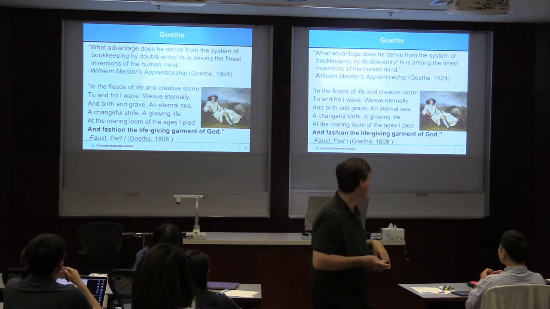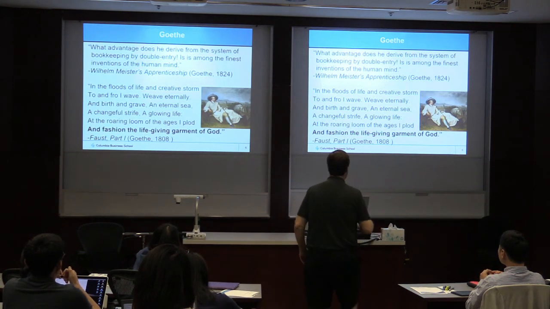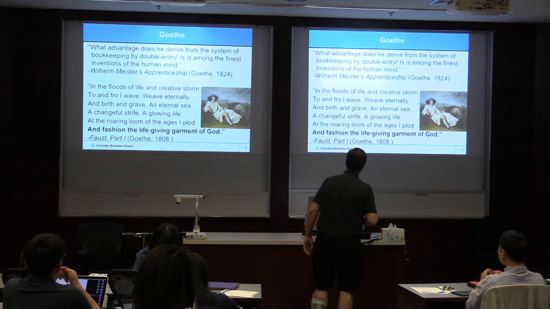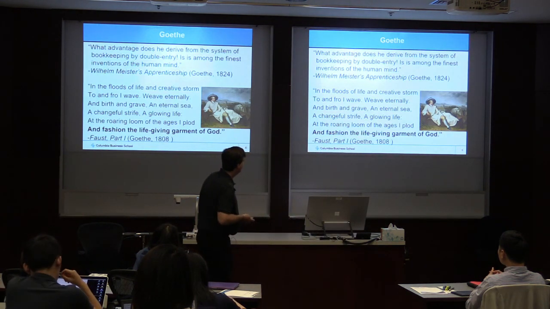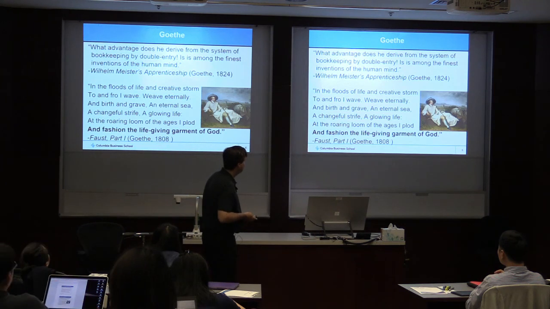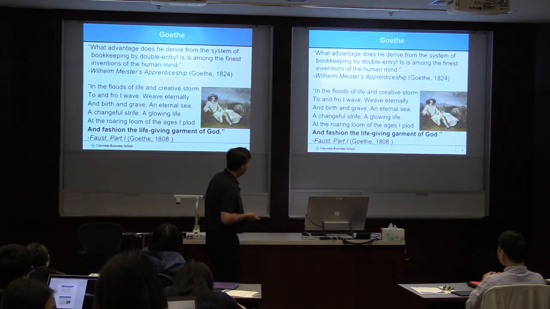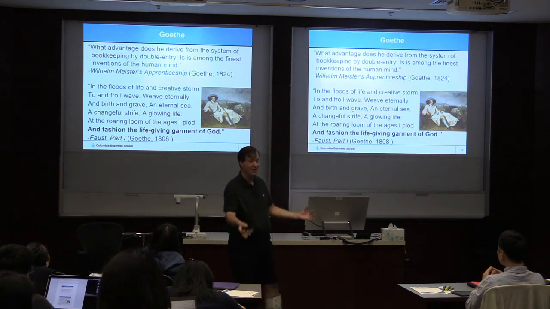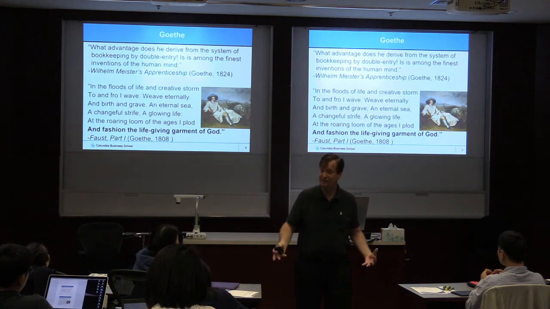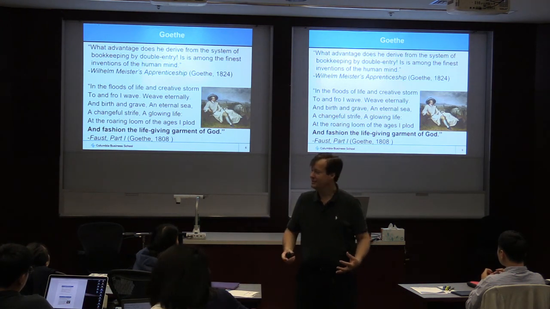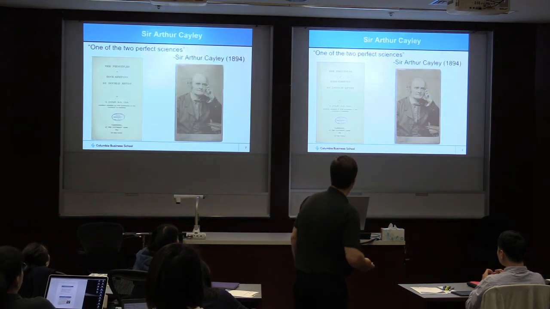So Yuji would like this, you can imagine, with the connection with clothes from Faust. He said, in the floods of life and creative storm, to and fro I wave, weave eternally, in birth and grave, an eternal sea, a changeful strife, a glowing life, at the roaring loom of ages I plod, and fashion the life-giving garment of God. So there's a spirit that's creating a garment that gave life to God. That's pretty ambitious, right? So you like that, again, thinking of accounting as creating that garment.